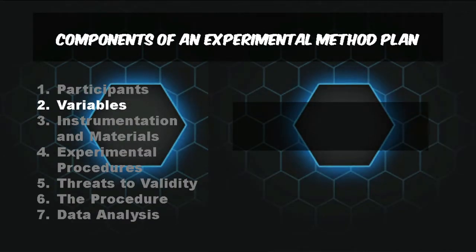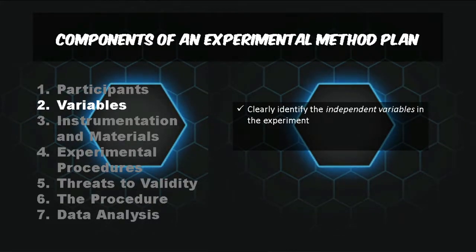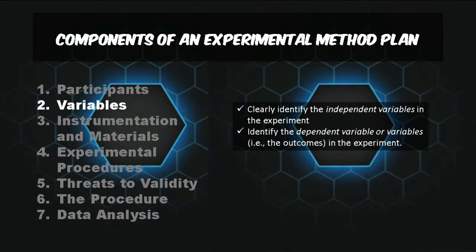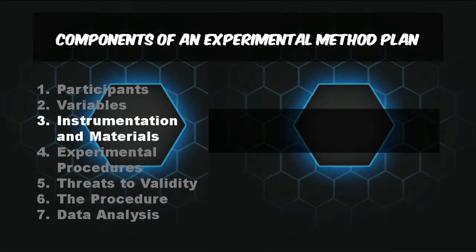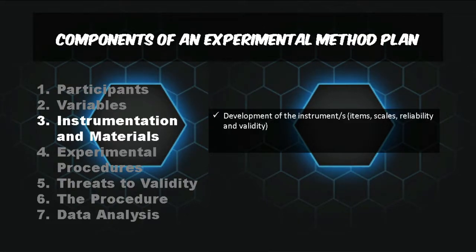Also, in an experimental research proposal, we clearly identify our independent variable and the dependent variable. Remember that for independent variables, there could be two, especially for factorial designs. We also provide a thorough discussion about the instrument or instruments involved in the study.